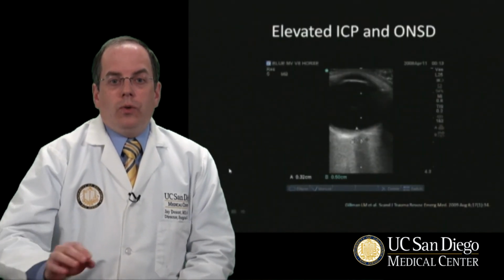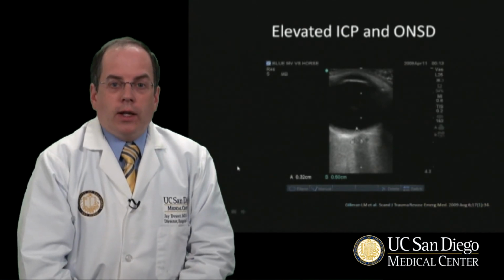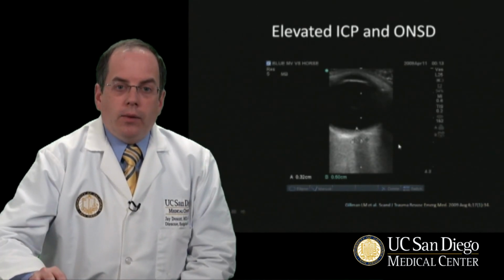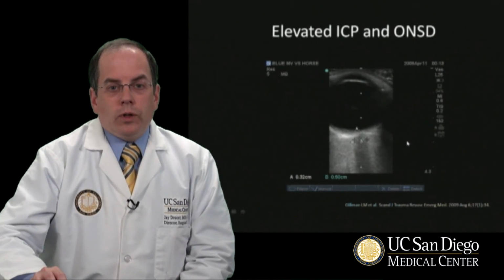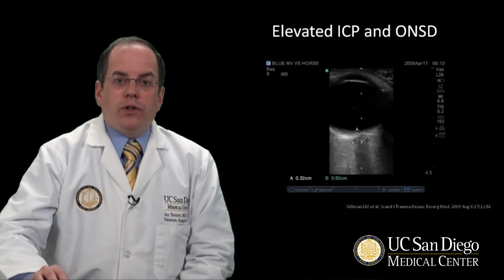Here's a patient who has a slightly elevated ICP. However, their optic nerve sheath diameter in this case is only 0.32. This patient does not have elevation of optic nerve sheath diameter. The ICP at the time this picture was taken was approximately 20.